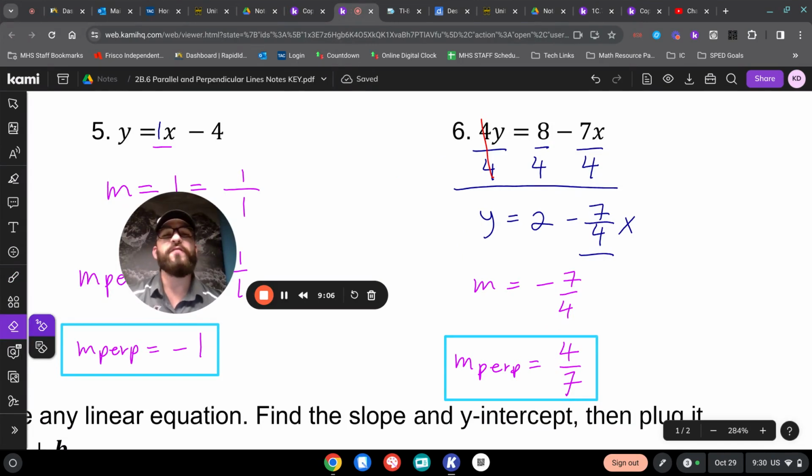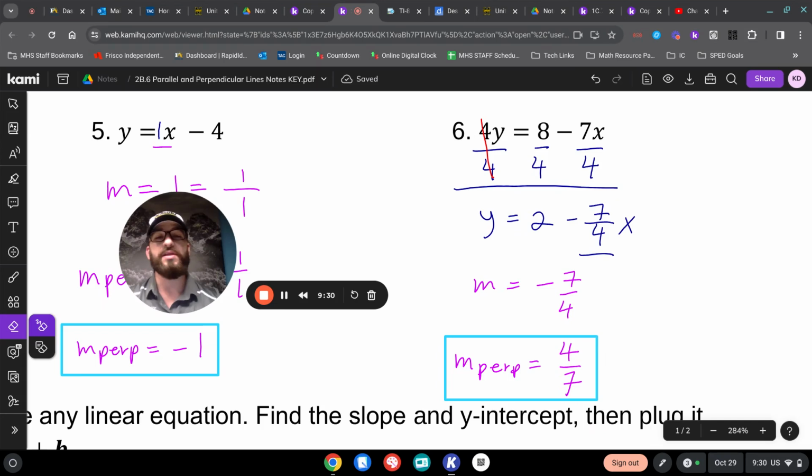All right, y'all, and first and foremost, to get this one by itself, we're going to divide everything by 4. So we get y equals 2 minus 7/4 x. And then this is in slope-intercept form because y is by itself, but it's technically backwards. But that's okay. I can still identify my slope by the number that's in front of x. So our original slope is negative 7/4. So m is equal to negative 7/4.